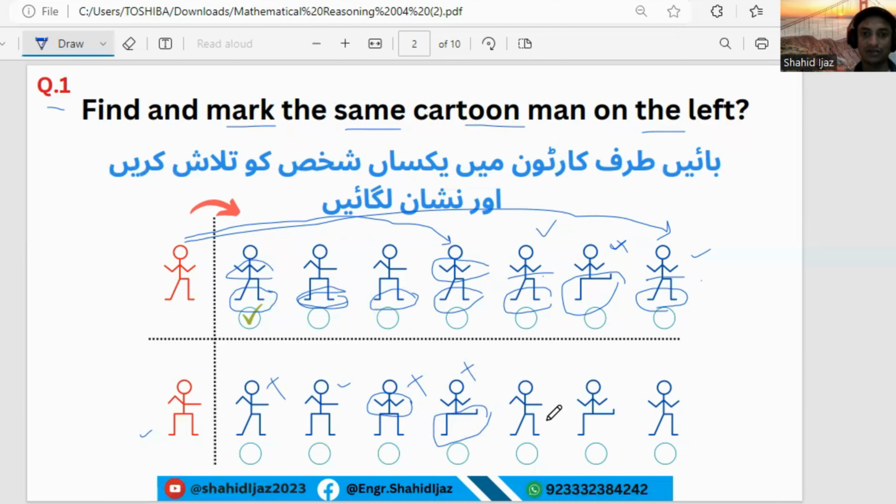And what about this one? Fifth cartoon, fifth blue cartoon. नॉट. This is not similar because of head, legs. Here legs are also different, not similar. Here legs are also different, not similar. Okay. Only this one is similar to this red cartoon.